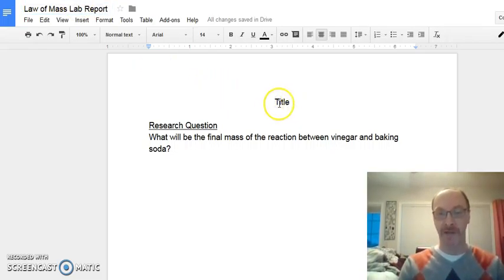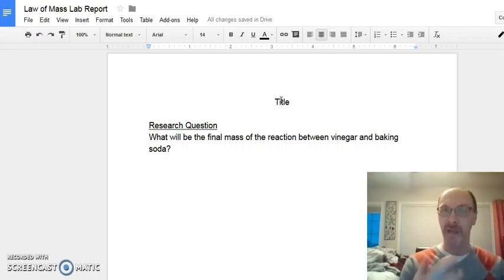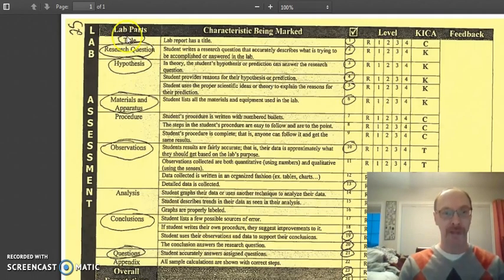And then you want to add a similar title or the same title right here where it says title. Obviously, you don't want to put "title" in your report. You want to put a formal title there that represents the main topic or theme of the lab report. Okay, go back to the rubric.